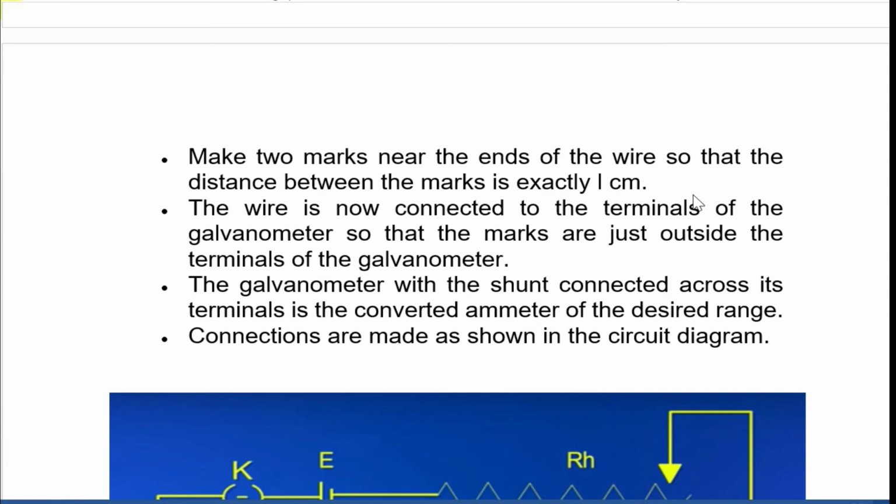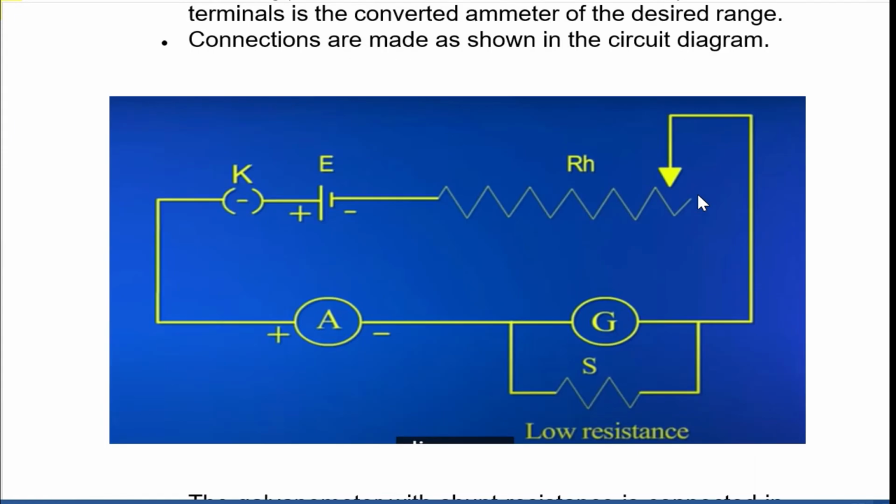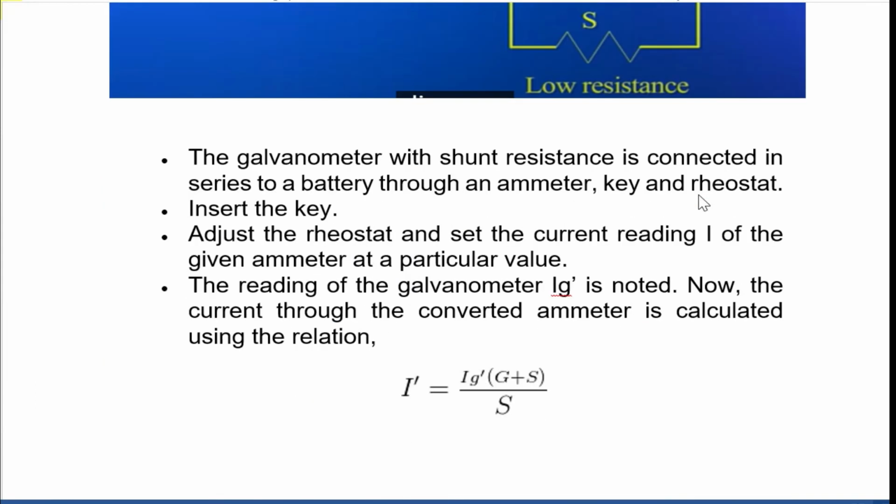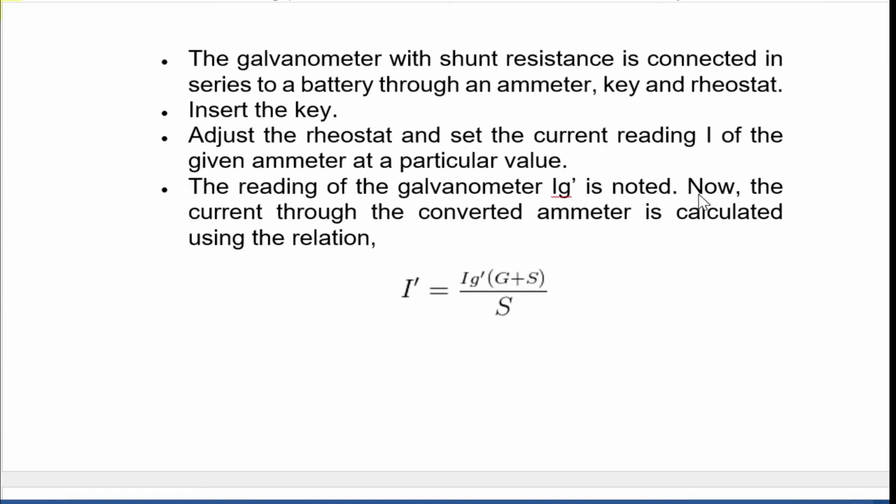The connections are made as shown in the diagram. The resistance and the EMF, the key and the ammeter, galvanometer and the shunt resistance, that is low resistance box, also is connected here. The galvanometer with the shunt resistance is connected in series to a battery through an ammeter, key and a rheostat. Insert the key, adjust the rheostat and set the current reading I of the given ammeter at a particular value. The reading of the galvanometer Ig is noted.